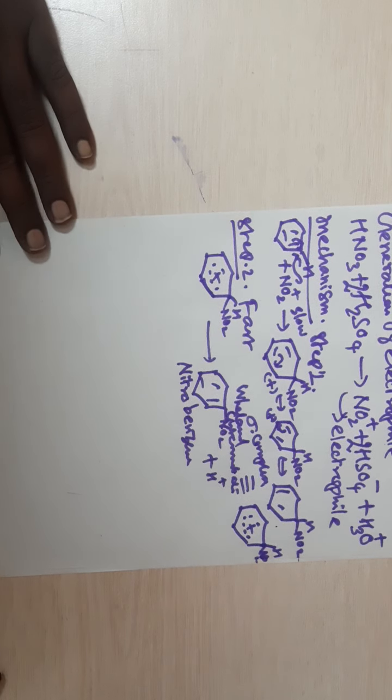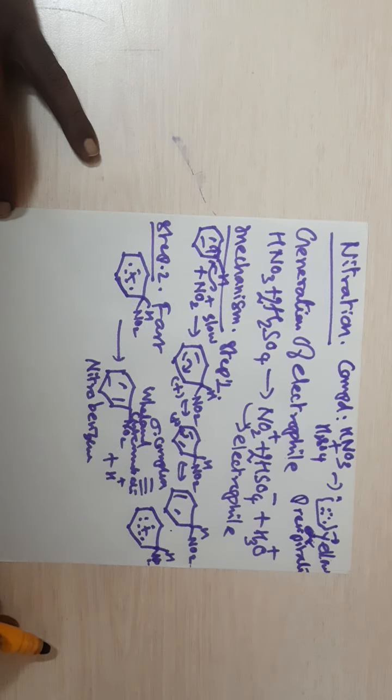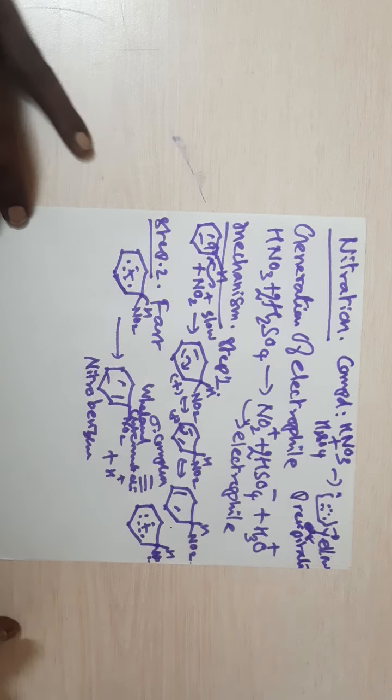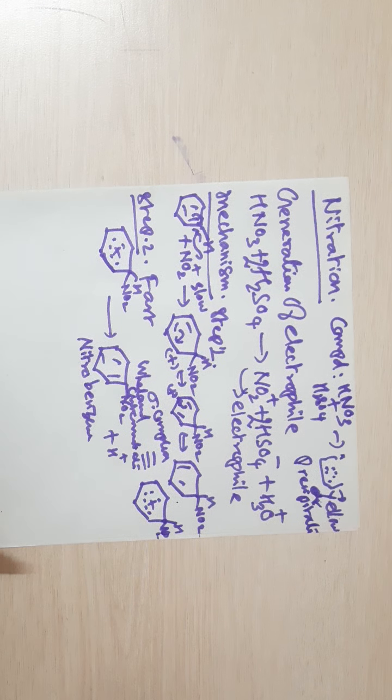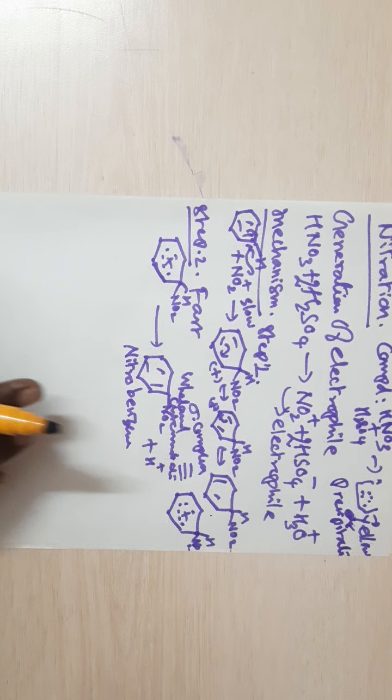Nitro compounds are yellow in color. That is why if you carry out the test for the confirmation of nitro compounds, aromatic compounds with nitric acid and sulfuric acid mixture, you get a yellow precipitate. So this confirms that the compound is aromatic in nature. Nitro compounds are yellow in color.